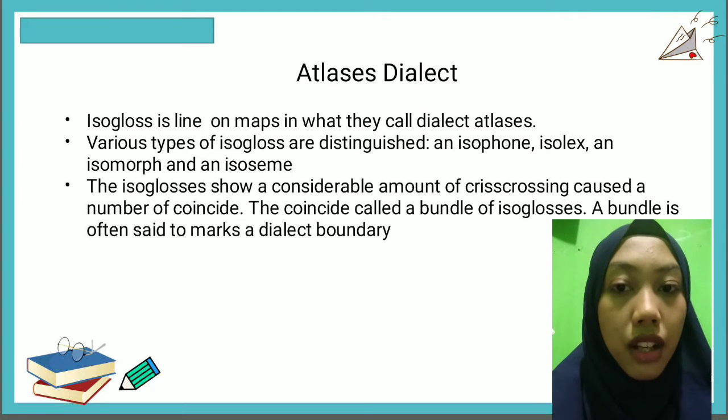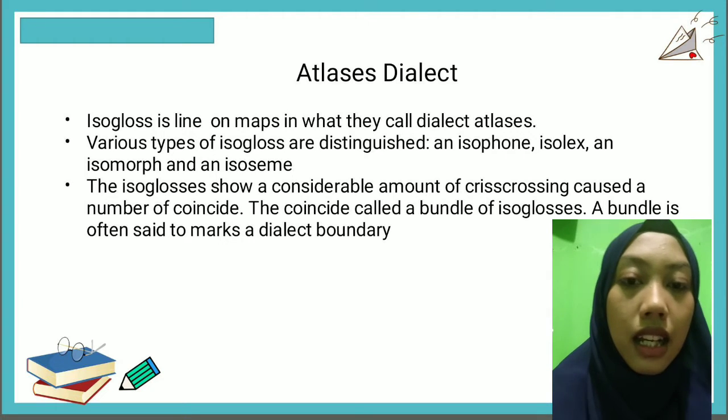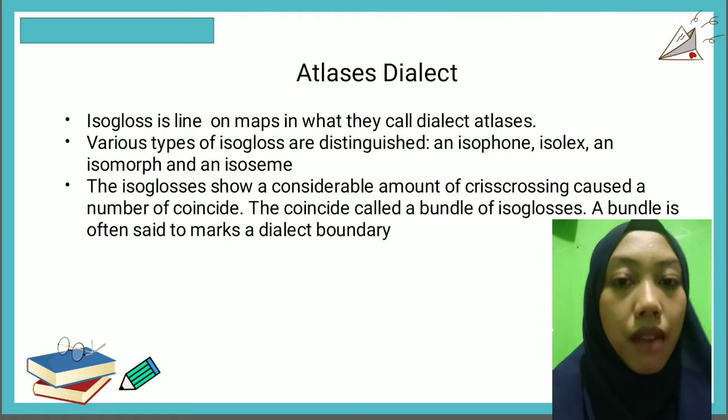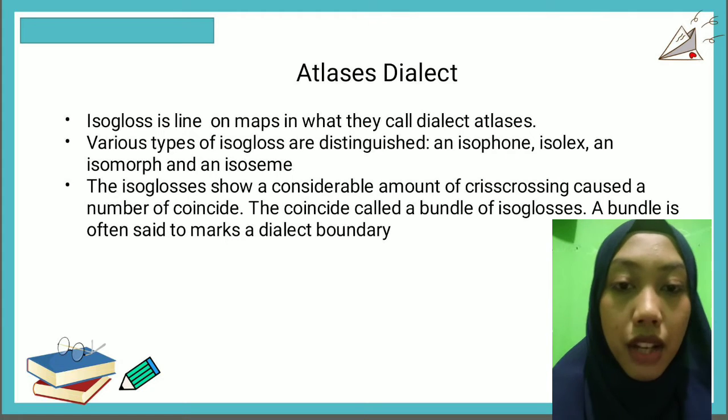On one side of the line, people say something one way, for example, pronouncing path with the first vowel of father, and on the other side they use some other pronunciation. Various types of isogloss are distinguished: isophone, a feature of pronunciation; isolex, an item of vocabulary; isomorph, a feature from word formation; and isosemes, a particular word meaning.